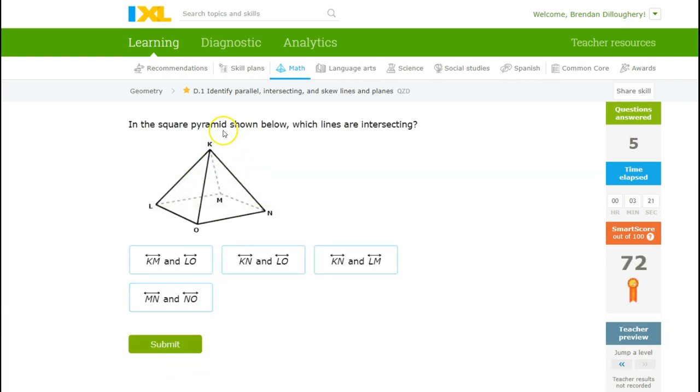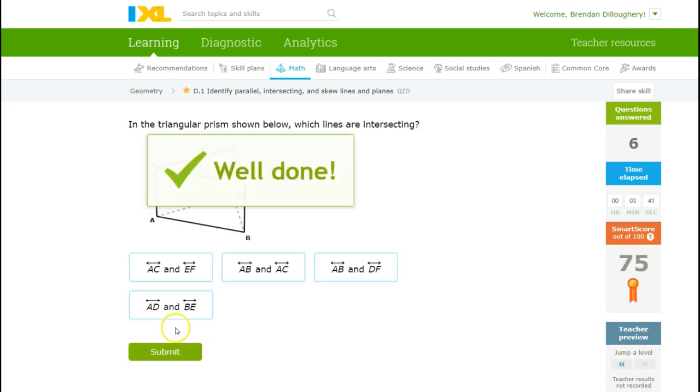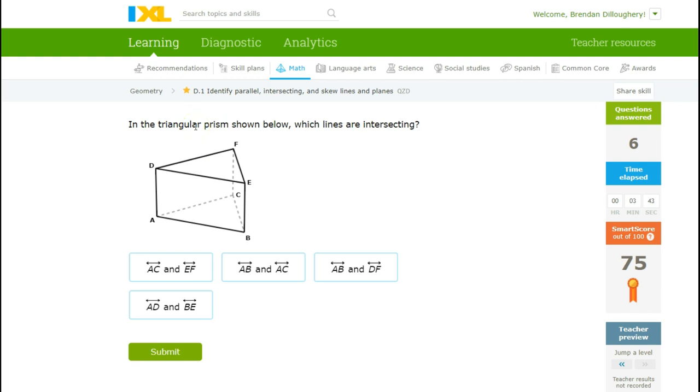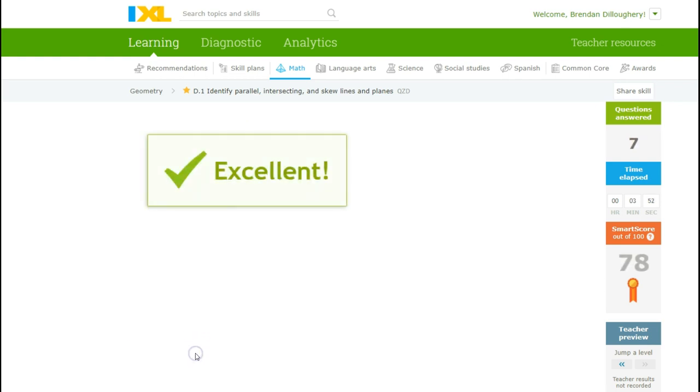Okay, which lines are intersecting? So to intersect here, they have to share a point, because otherwise the lines would be skew if they don't, or they'd be parallel, like LO and MN. So let's check. No shared points. Those do not share a point. Hey, those share a point. Okay. Which lines are intersecting? Again, they have to share a letter here in these diagrams to really be intersecting. I think that's the only ones that share letters.